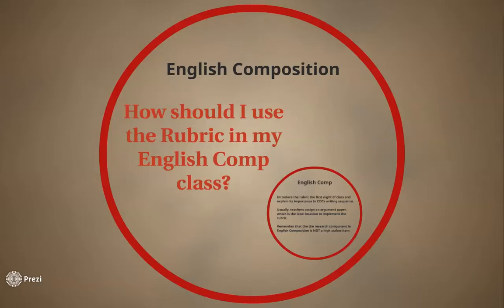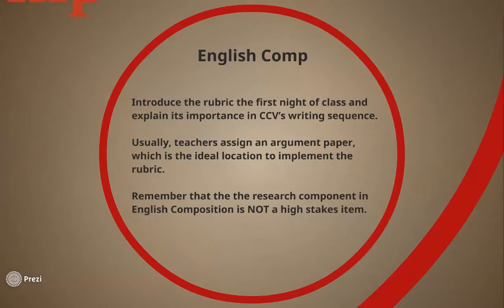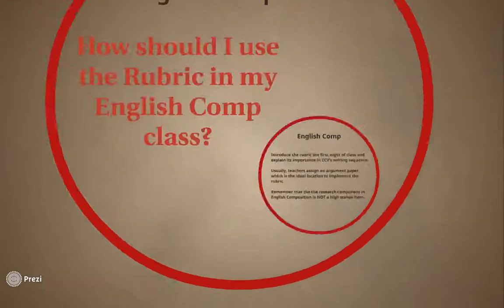So how should I use this rubric in my English composition class? Introduce the rubric the first night of class and explain its importance in CCV's writing sequence. Usually teachers assign an argument paper, which is the ideal location to implement the rubric. Remember, the research component in English composition is not a high-stakes item.